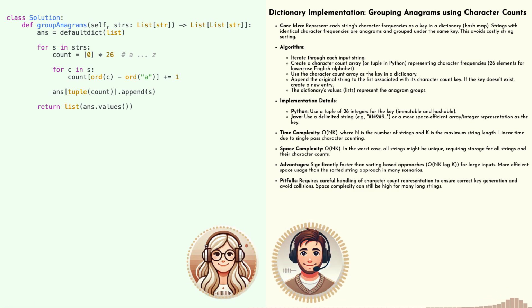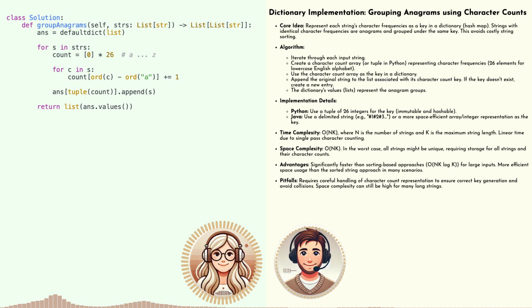Yeah. Each unique sorted form becomes a key, and all the words that share that sorted form get grouped together in a list under that key. That's a really elegant way to organize things. Exactly. And what's even better is that this approach is much more efficient than that brute force method we talked about earlier.